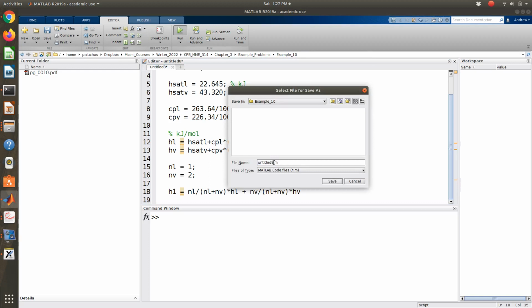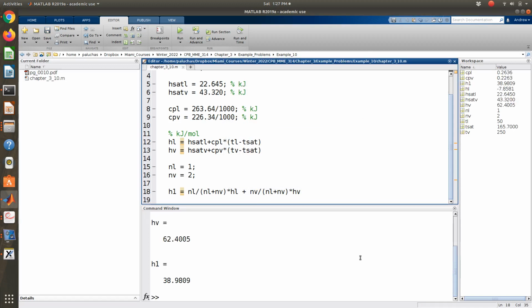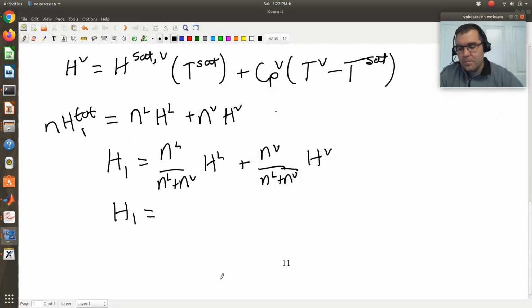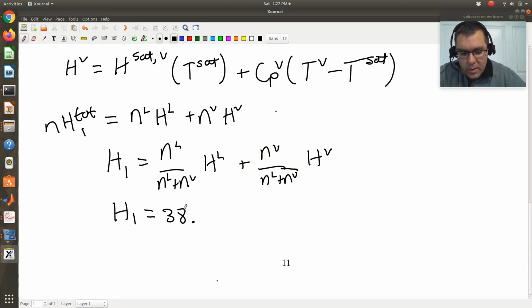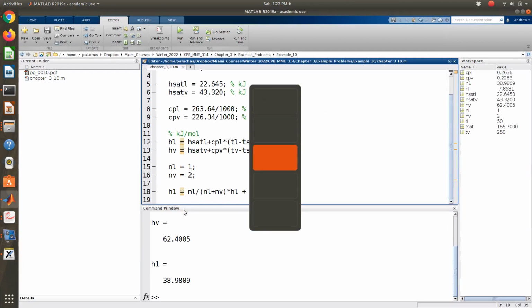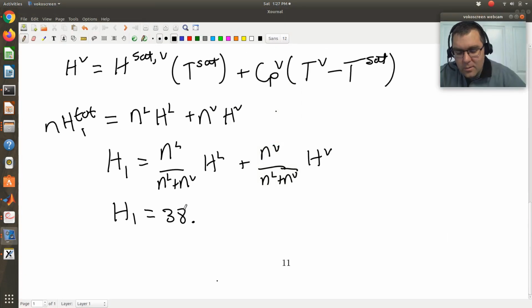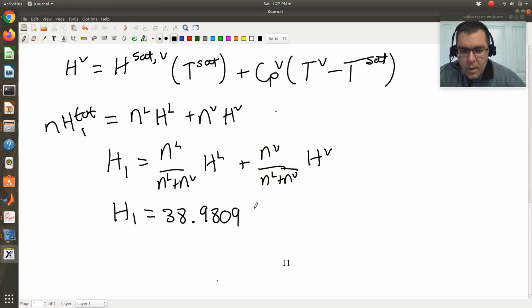And that is equal to, so save this, H1 is equal to 38.9809. So H1 is equal to 38.9809. Okay, and that's going to be kilojoules per mole.